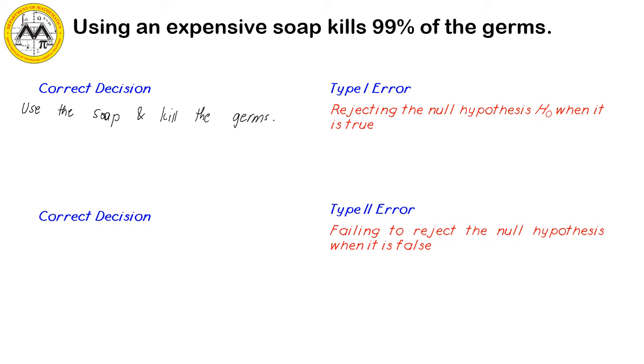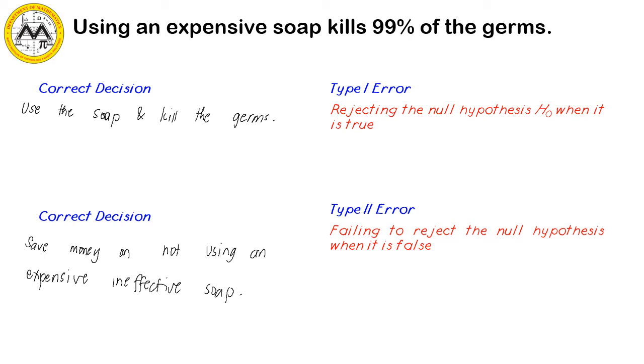Correct decision number 2 is not buying the soap or not using the soap. Well, in fact, it does not kill the germs. So the correct decision is save money on not using an expensive, ineffective soap. So you reject the hypothesis. Well, in fact, it is false.